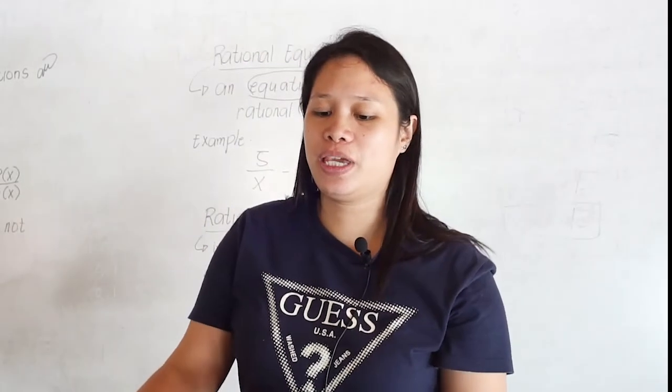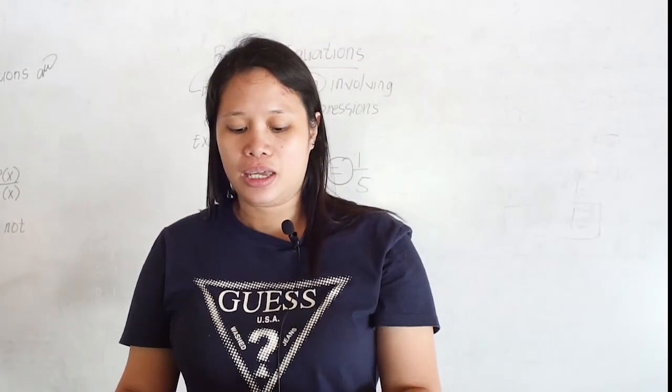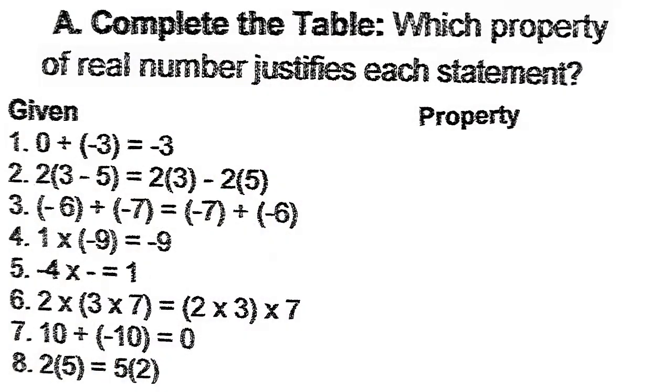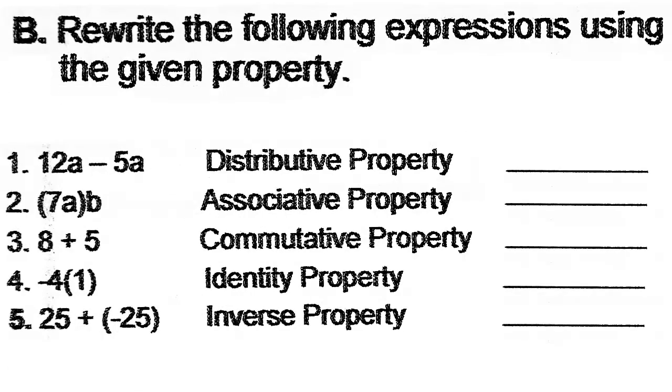Grade 7, week 5 activity. So complete the table. Which property of real number justifies each statement? And B, rewrite the following expressions using the given property.